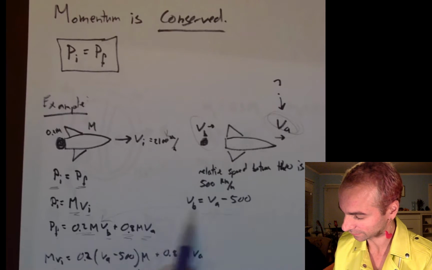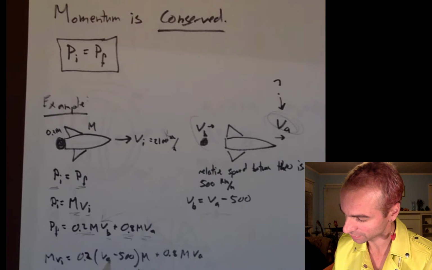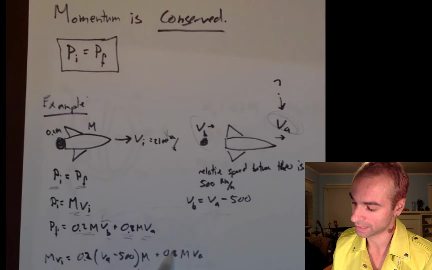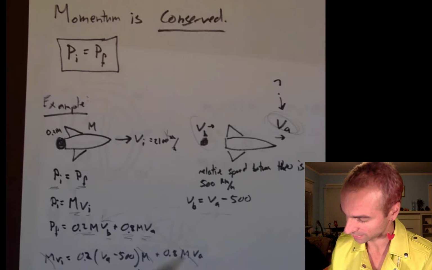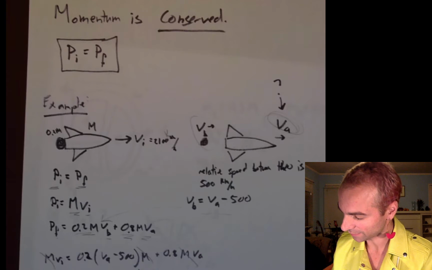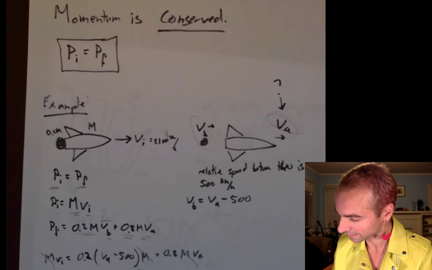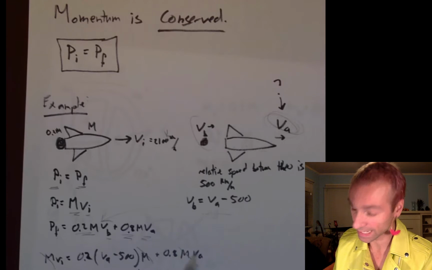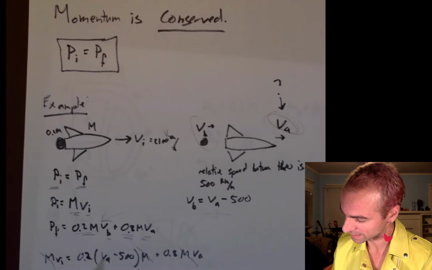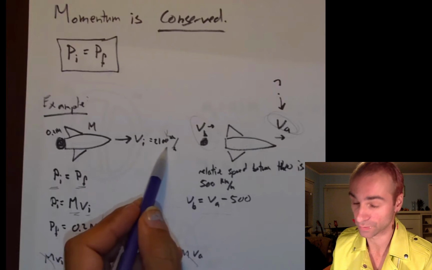So then if we plug that in there, we get VA minus 500 m plus 0.8 m VA. We can cancel out all the m's. That's great. And then we basically get 0.2 VA plus 0.8 VA, which is just 1 VA, and then minus 0.2 times 500. And then V1 over here is 2,100.